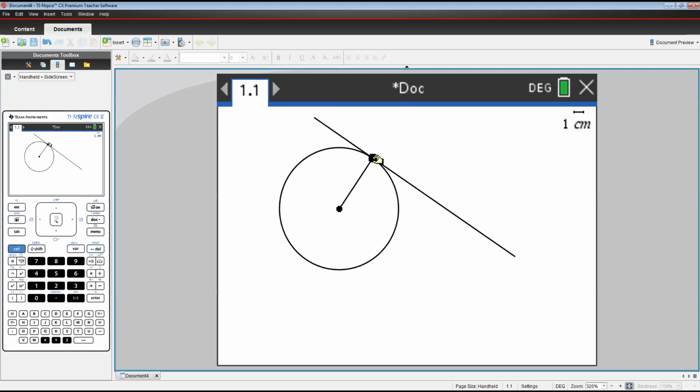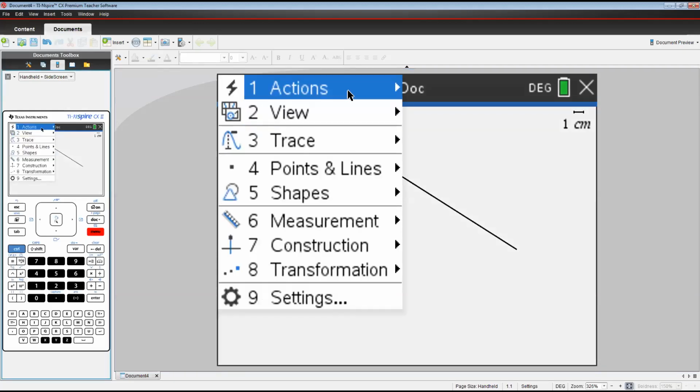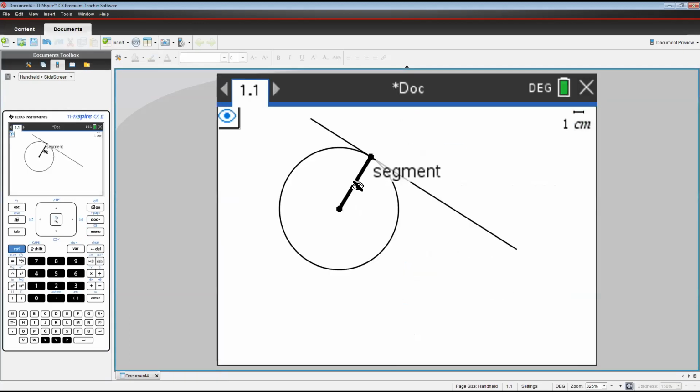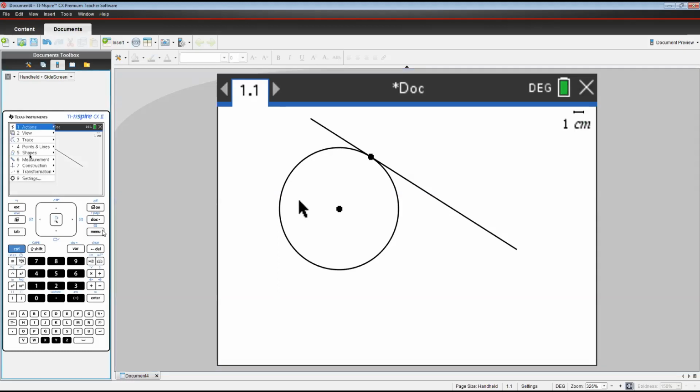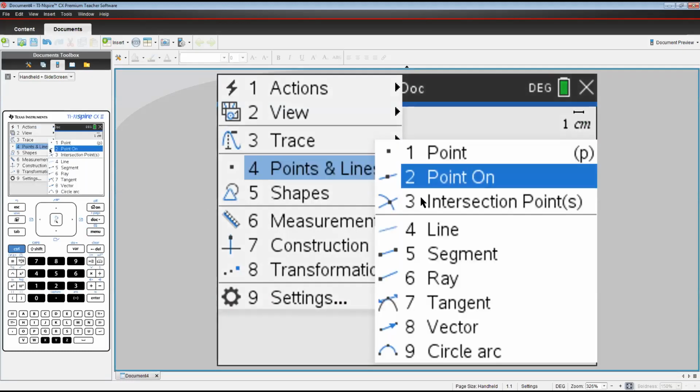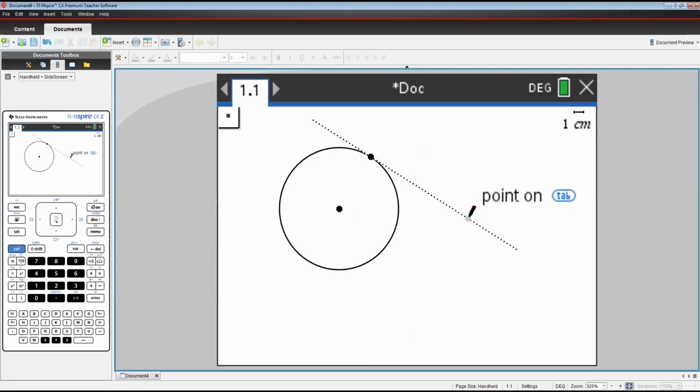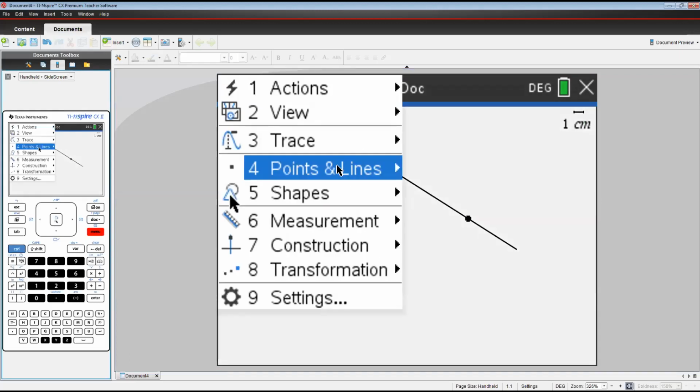I can move that anywhere I want. Let me hide the radius. Menu, actions, hide. Right. So there's my tangent. From an external point on the tangent line, construct a secant. That is the next step. So I'm going to pick an external point on the tangent line. And from that point, I will make a secant.